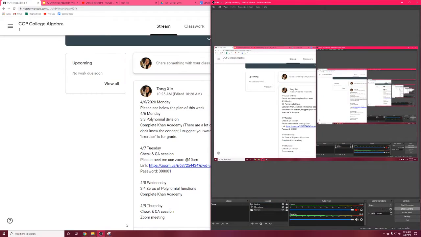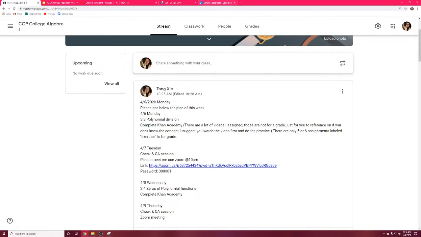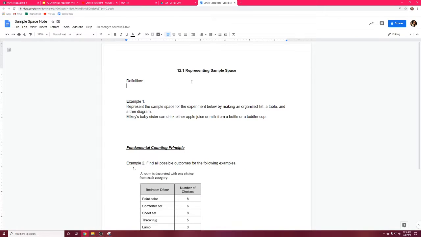I'm sharing my screen with you, and today we're gonna talk about representing sample space. First of all, I want to give you a definition of sample space. The sample space of an experiment is a set. Let me put a highlighter here. It's a set of all possible outcomes.